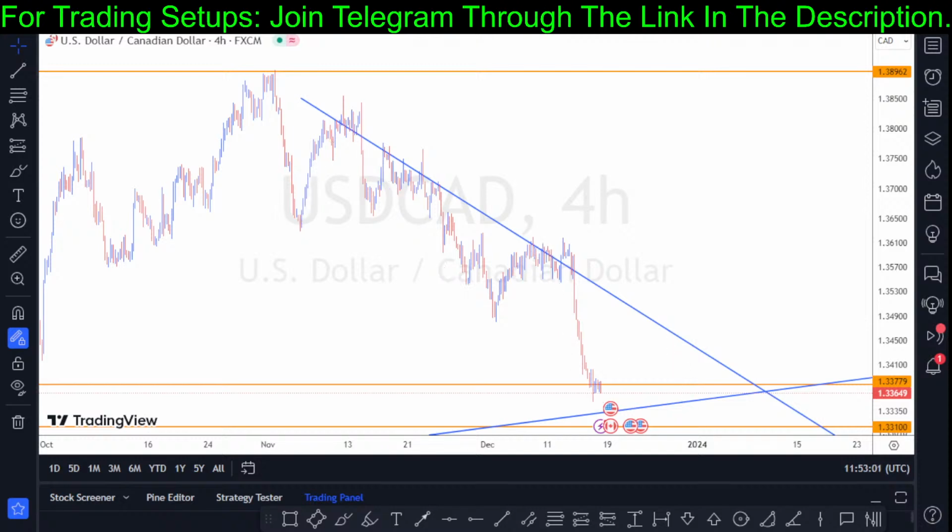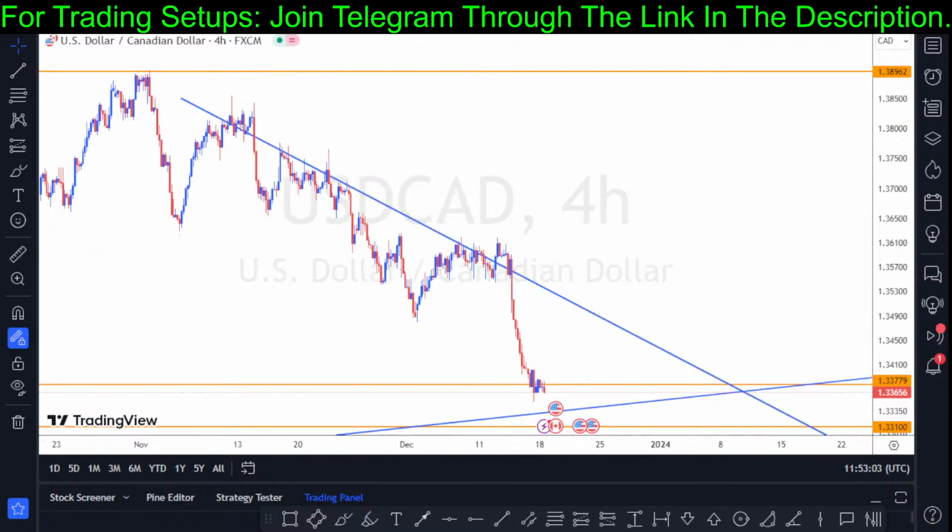So this is what I'm going to be doing right here. This is what I'm looking out for. I want to see how price is going to react to this lower high swing structure right here after a pullback.